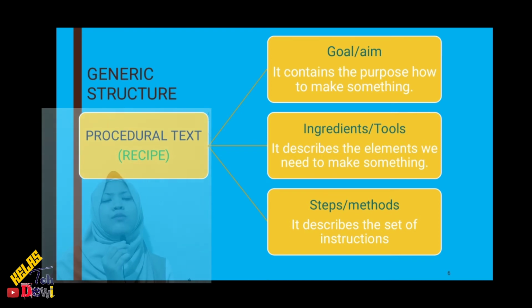For example, we want to make coffee. So the goal of the text is how to make coffee. And the ingredients we need: coffee, water, maybe two spoons, and a cup. And the step is the sequence of instructions from the early step. For example, boil some water and pour it into the coffee.